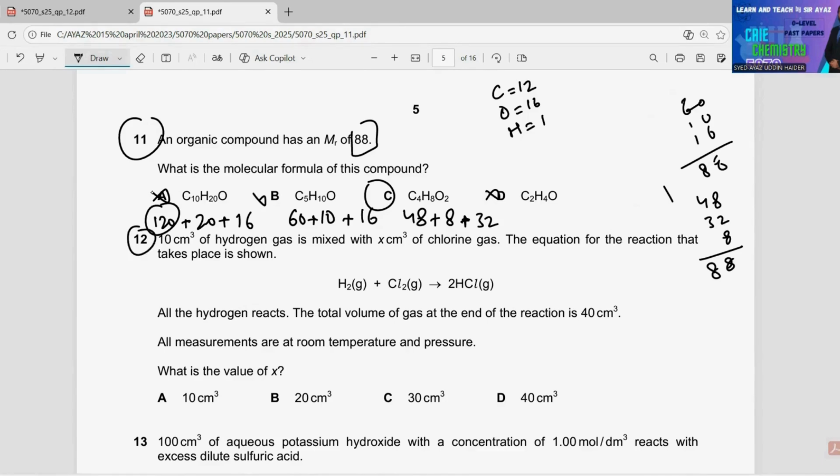12. 10 centimeter cube of hydrogen gas is mixed with X centimeter cube of chlorine gas. The equation for the reaction that takes place is shown. All the hydrogen reacts. The total volume of gas at the end of the reaction is 40 centimeter cube. All measurements are at room temperature and pressure. What is the value of X?